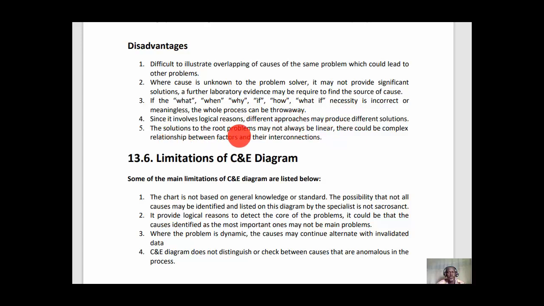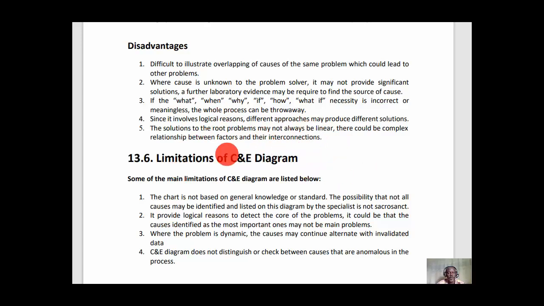Since it involves logical reasoning, different approaches may produce different solutions. The solution to the root problems may not always be linear. There could be a complex relationship between factors and their interconnection.